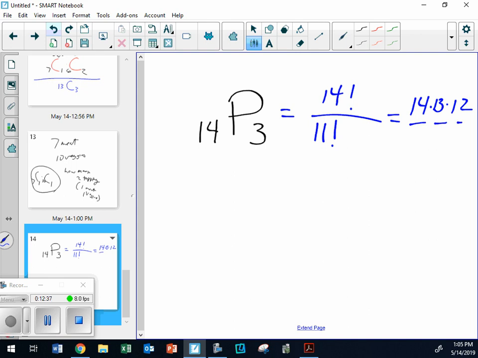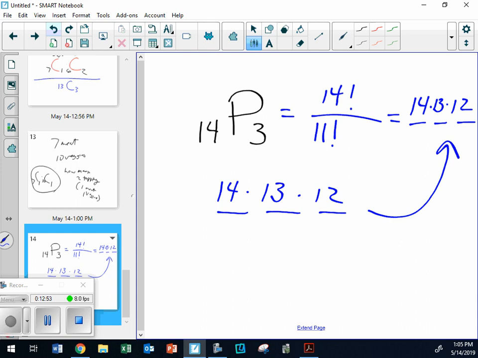Couldn't you have done it with 3 blanks? You could have. Remember, there was 3 people in a race. Well, no, there was 14 people in a race, but only 3 keeping track. So there's 14 ways you can have first place, 13, 12. Look at that, they're the same thing. They're different tools, but they can get you the same answer sometimes.